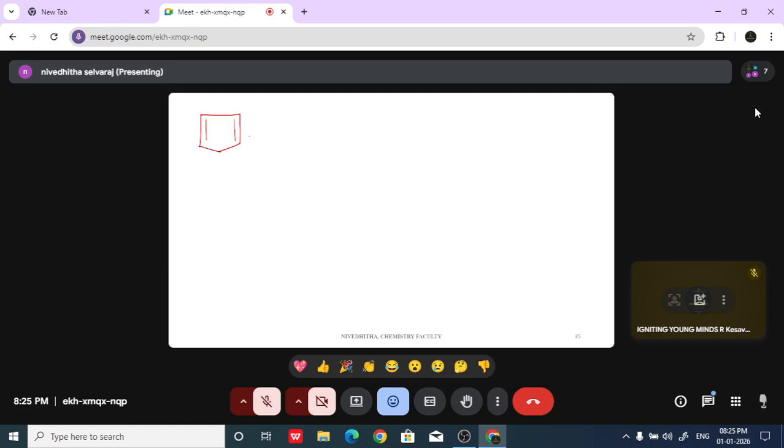What is the name of this compound? Cyclopenta. Very good. Cyclopenta. We have two double bonds, so diene. Cyclopentadiene. And just now we saw it is a non-aromatic compound.